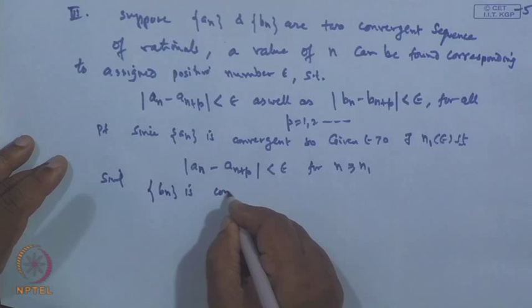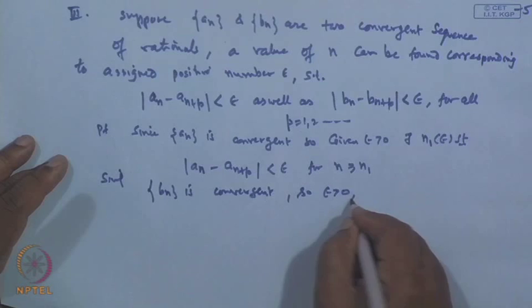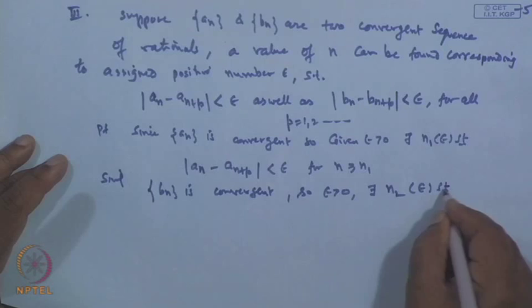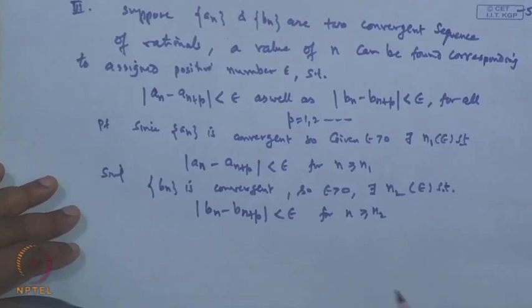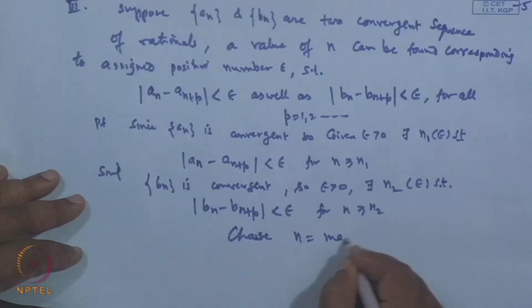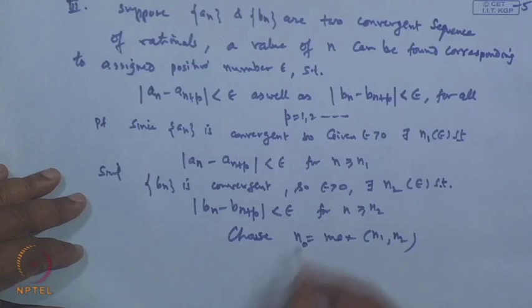So, for the same epsilon greater than 0, there exists an n2 depending on epsilon, such that modulus of b_n minus b_(n+p) remains less than epsilon for all n greater than n2 and p of course 1 to 3. Then choose n to be the maximum of n1 and n2, or say n naught, the maximum of these.